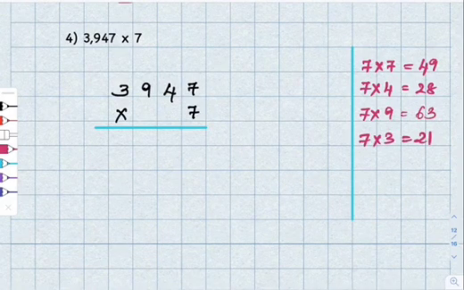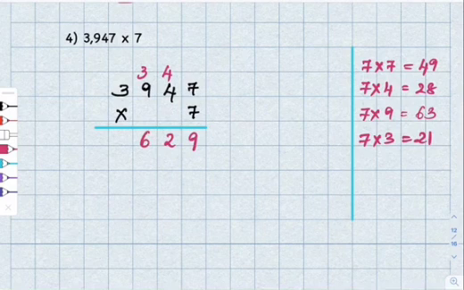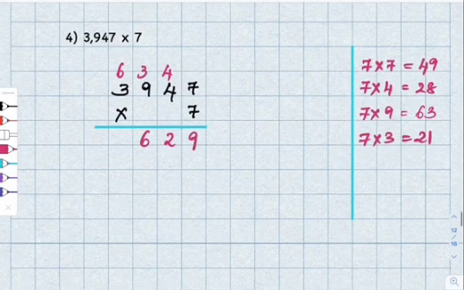Okay, children. Now to start off, 7 sevens are 49 is the first product. Write 9. Then 4 goes carried. 7 fours are 28 plus 4 is 32. 2 goes at the bottom. 3 gets carried. 7 nines are 63 plus 3 is 66. 7 threes are 21 plus 6 is 27. So this is the final answer.